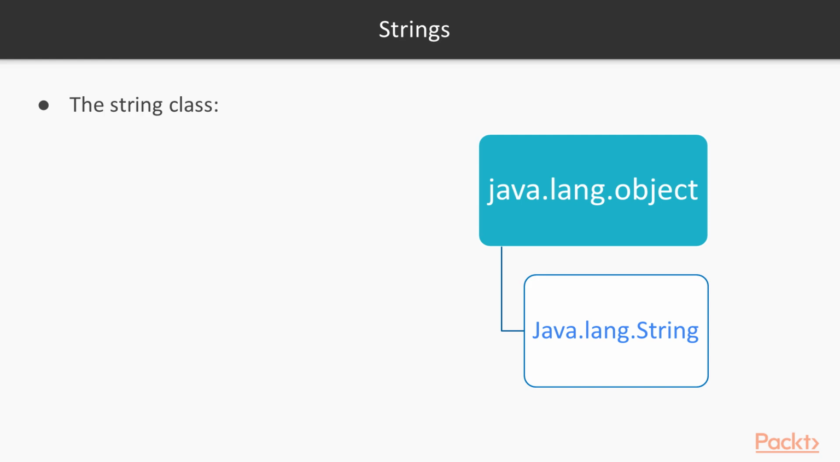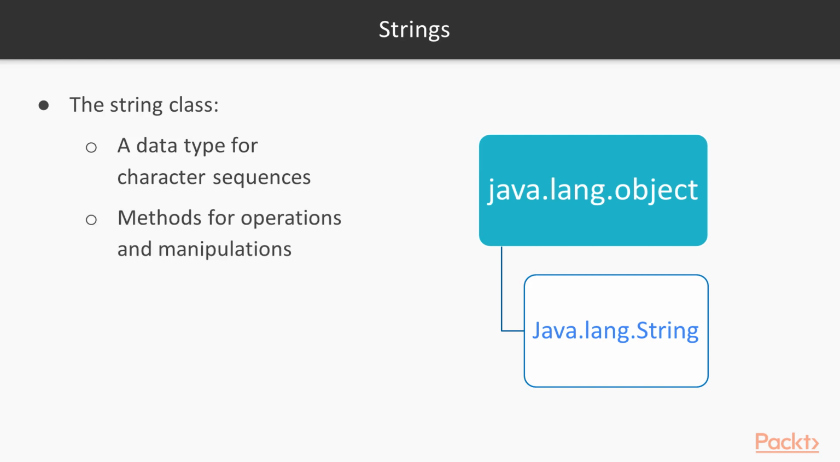The string class is a data type used for storing sequences of characters. It includes methods for operations on the strings as well as manipulating them. And as you can see by this graphic, it's derived from the object class and belongs to the java.lang.object class. Okay, let's take a deeper look at strings.